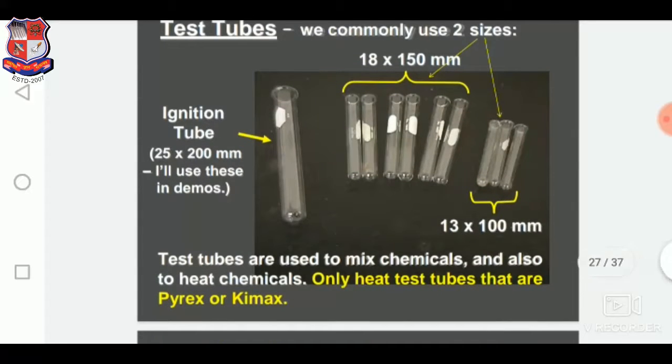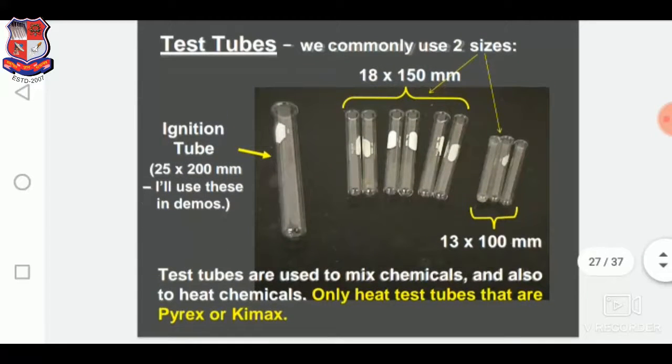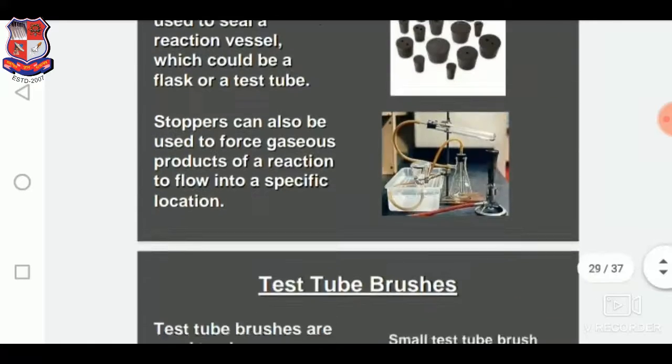Test tubes, the most common tools for any chemical test. They are commonly available in two sizes, as well as ignition tubes, which are used in demos. Test tubes are used to mix chemicals and are also used to heat chemicals. Only heat test tubes that are Pyrex or Kimax.